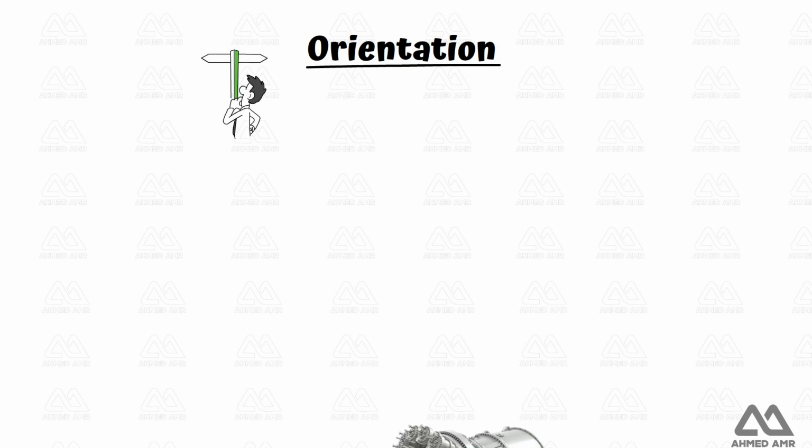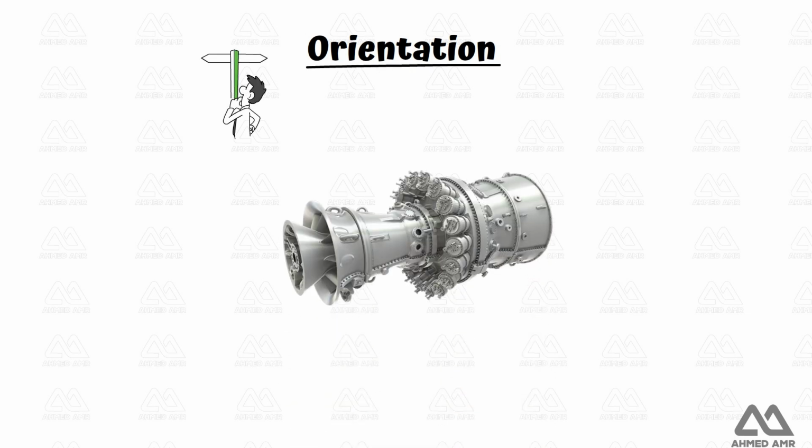Now let's move to the final part in this episode, unit orientation. Understanding directions is very important. When we say forward end, we mean the air inlet side. Aft end refers to the exhaust side. This applies to the entire unit or to any individual component. Downstream means in the direction of flow. Upstream means opposite to the flow direction.